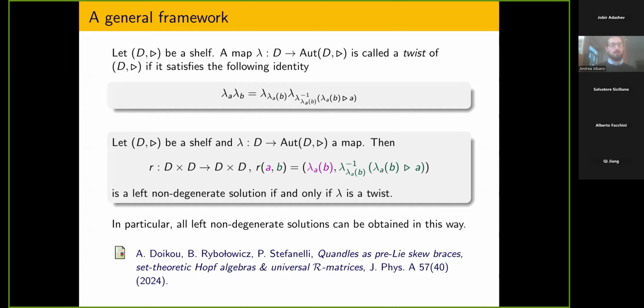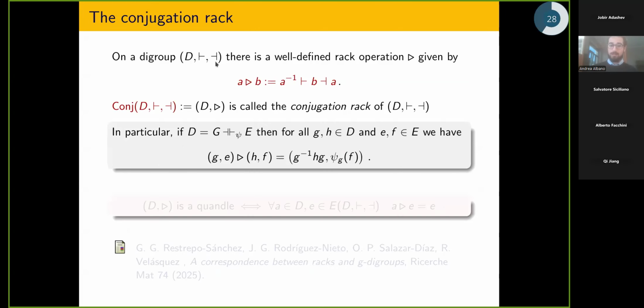So how do digroups play a role here? Well, they are important because we can now focus on one particular shelf structure, which is in particular a rack structure. In detail, given a digroup D with left bar and right bar, there is a natural notion of conjugation, which, under this definition, provides us with the structure of a rack, called the conjugation rack of the digroup D.